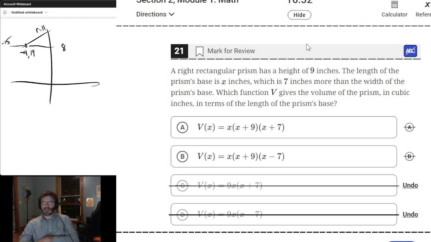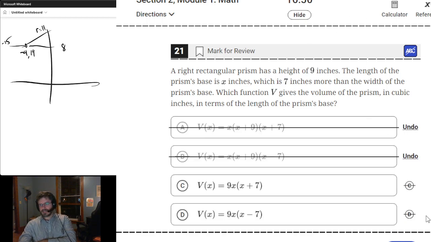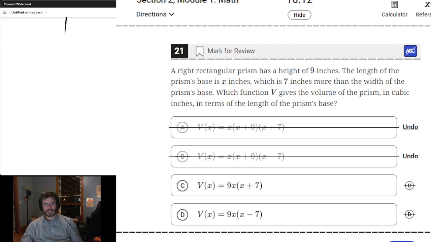Okay, that's why we have to actually read, because 9 represents one of our axes here, so we're not going to have x in the vertical dimension. X will only be represented in the length and the width. And the wording here matters, whether it's x plus 7 or x minus. X is 7 more than the width.